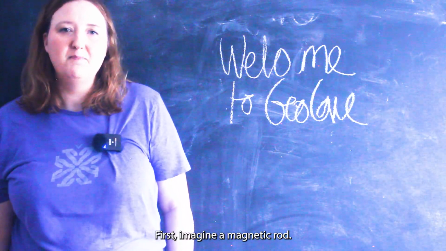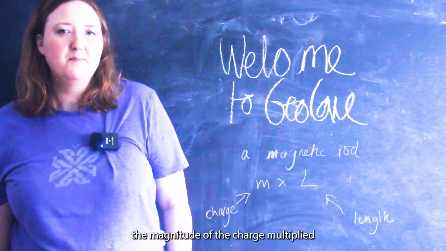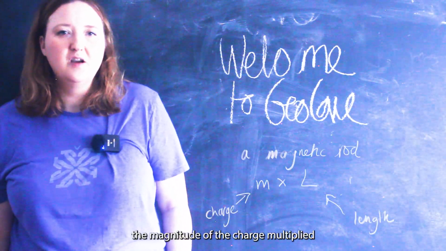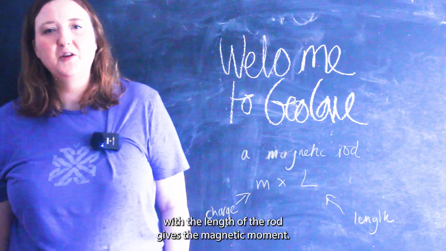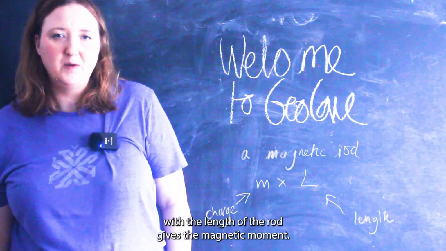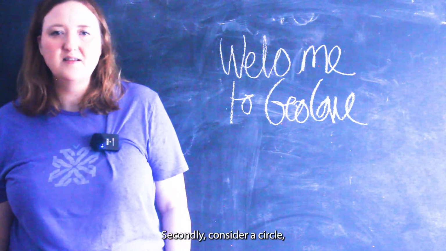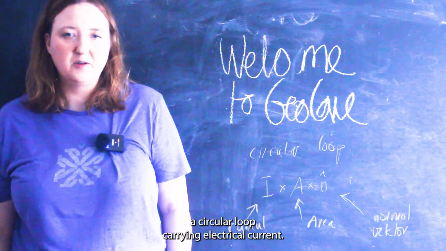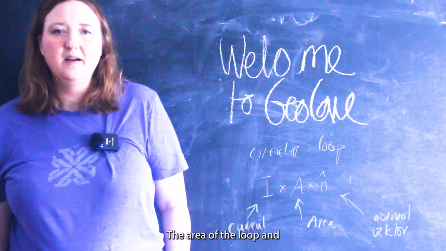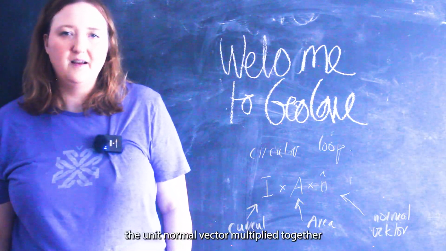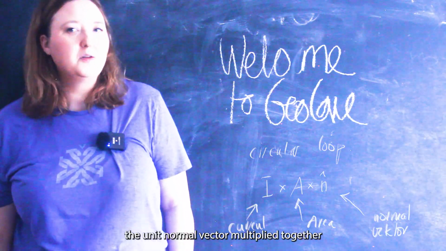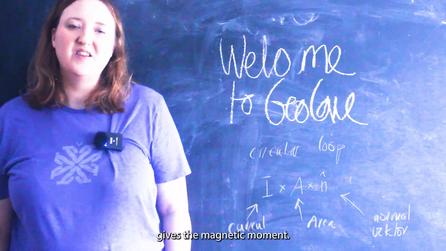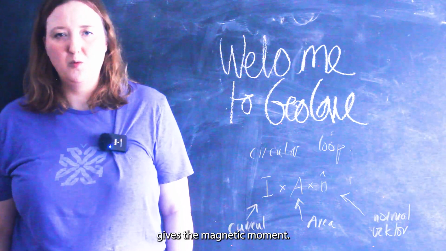First, imagine a magnetic rod. The magnitude of the charge multiplied with the length of the rod gives the magnetic moment. Secondly, consider a circular loop carrying electrical current. The area of the loop and the unit normal vector multiplied together gives the magnetic moment.